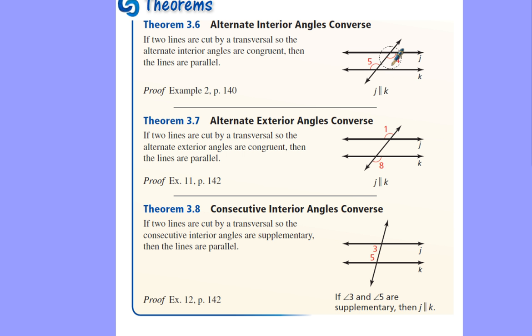If we can prove that the alternate interior angles are congruent, then we can prove that the lines are parallel. If we can prove that the alternate exterior angles are congruent, then we can prove that the lines are parallel. And then last but not least, if we can prove that the consecutive interior angles are supplementary, then we can prove that the lines are parallel. Let's take a look at an example.